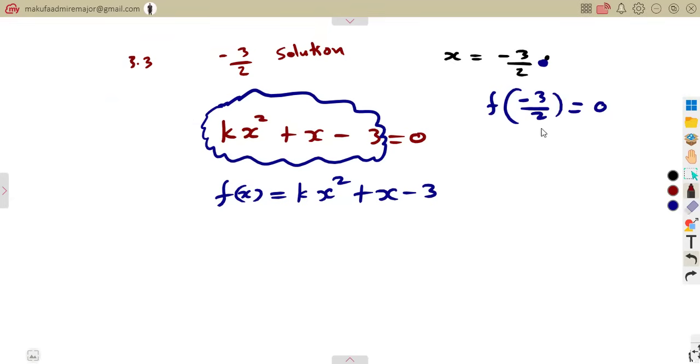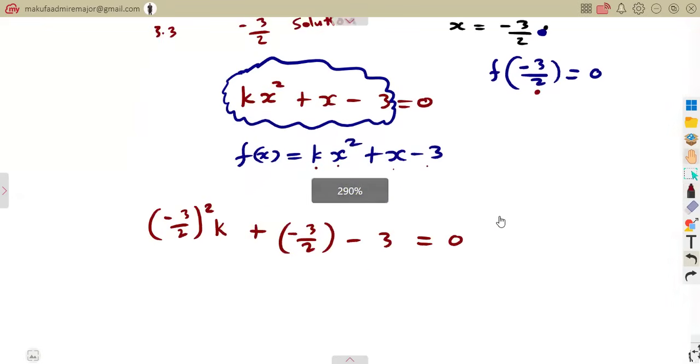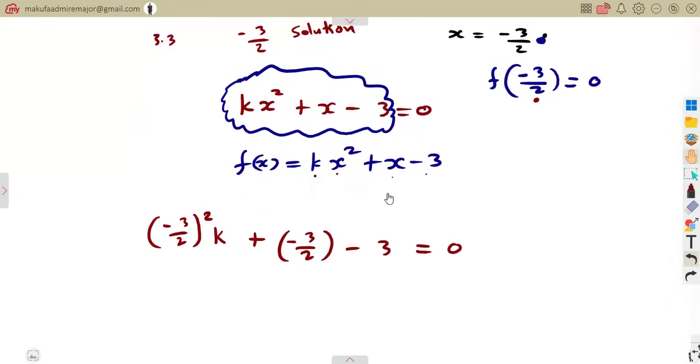So what does that part mean, actually? Remember, I talked about this. In place of x, substitute this to obtain a 0. So wherever there is x, you're going to substitute the x value that you're given, which is the minus 3 over 2, into x. So meaning to say minus 3 over 2 squared times k plus x, minus 3 over 2, minus 3 must be equal to 0 because it is a factor. You formed an equation that you can solve for k.